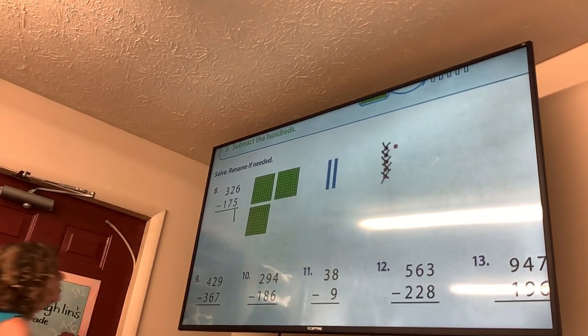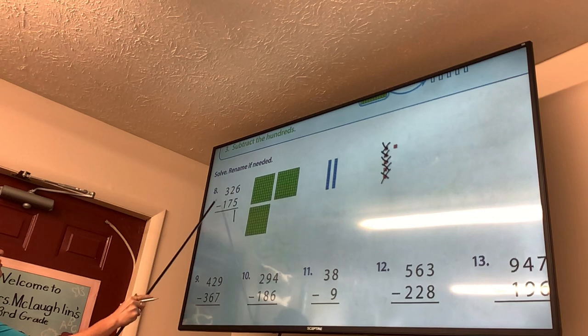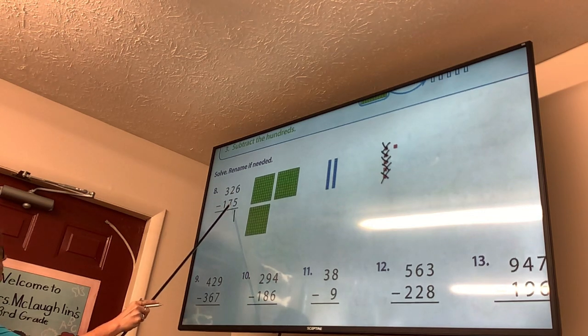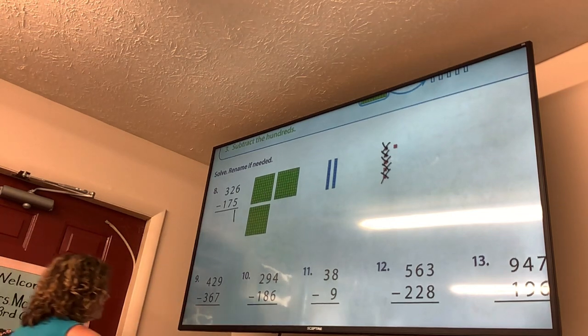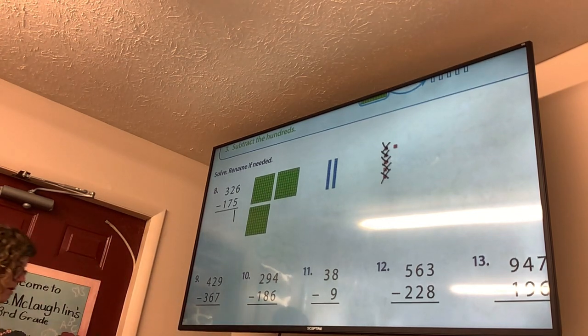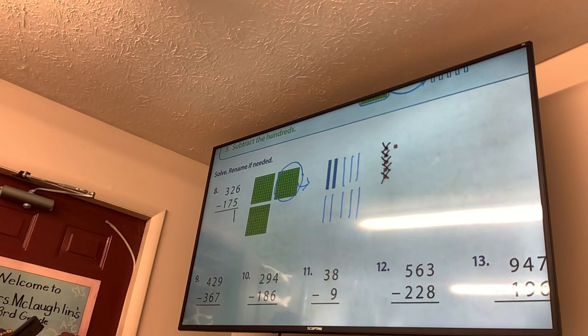Now, we're going to go to the tens column, and we see 2 minus 7. Can't do that. So we're going to take one of these hundreds and turn it into 10 sticks. All right, so I'm going to change my color to blue, and I'm going to circle and draw a little arrow pointing this way, and I'm going to go 1, 2, 3, so I have 5 in that row, 4, 5, 6, 7, 8, so I have 5 in that row, 9, 10.